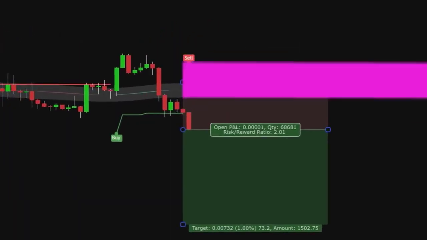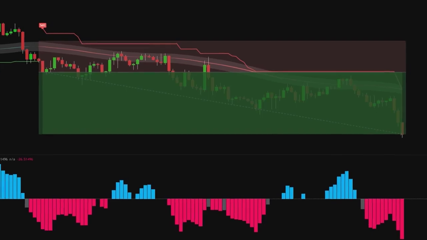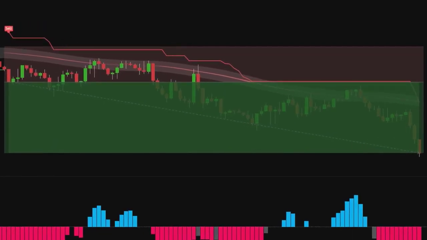We place our stop above the trend indicator and target 1 to 2, and this one hits our target. I'm going to show you one more quick short example.